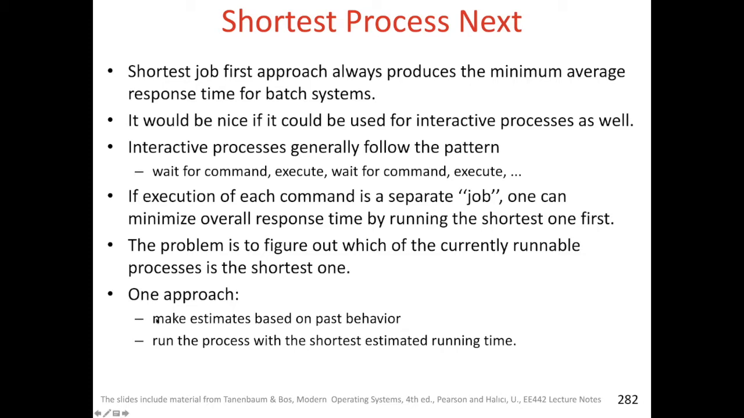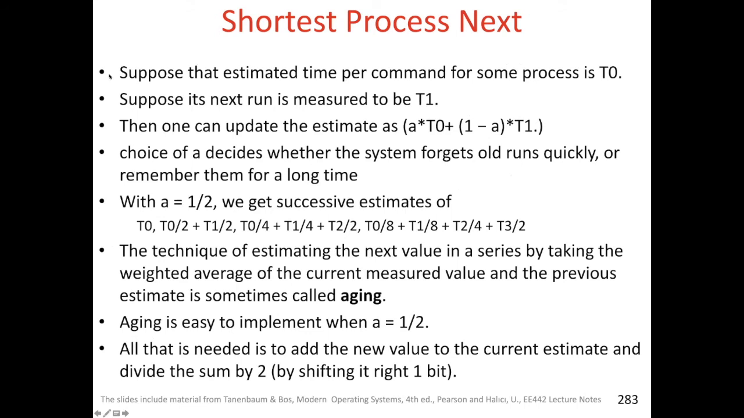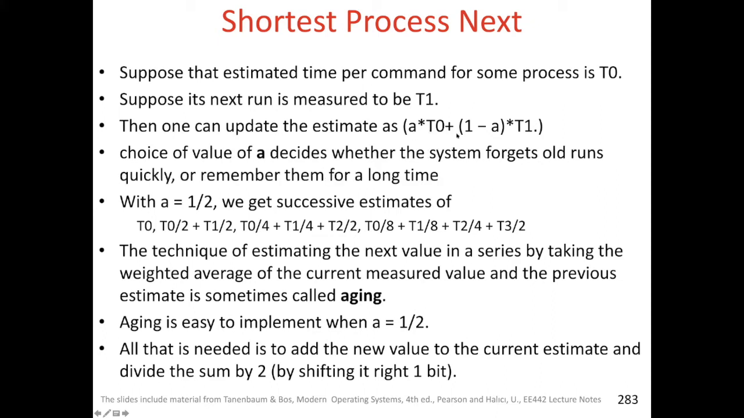One approach may be to make estimates based on past behavior and then run the process with the shortest estimated running time. Suppose that estimated time per command for some process is T0. Suppose its next run is measured to be T1. Then one can update the estimate as A multiplied by T0 plus 1 minus A multiplied by T1. Choice of value of A decides whether the system forgets old runs quickly or remembers them for a long time.